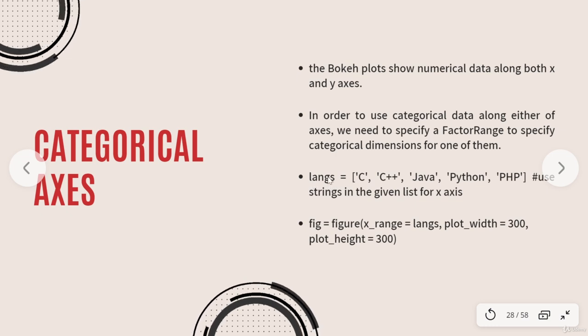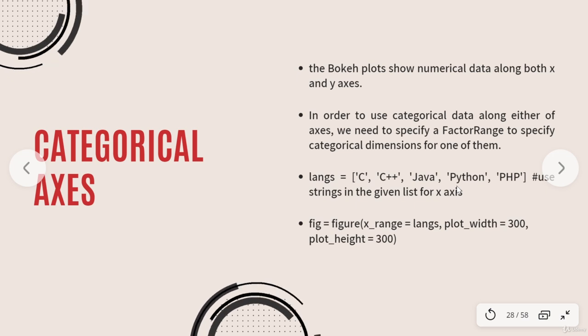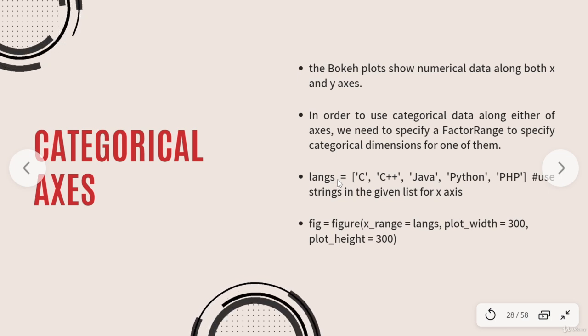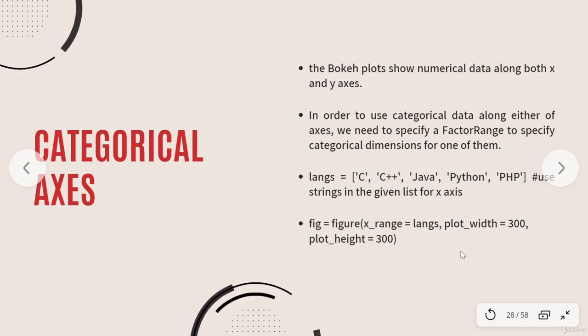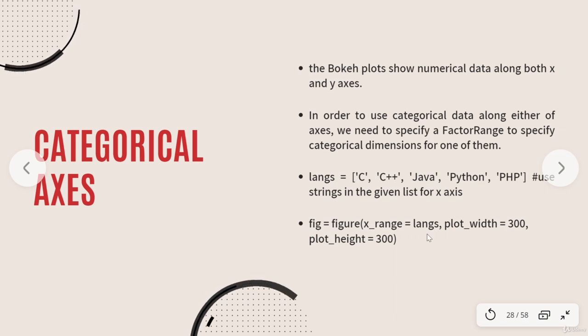Now this is a categorical variable. Langs is a categorical variable because it is not containing any numerical data. It is containing text data, it is containing strings. So therefore, it's not numerical data. It's string data. It's categorical data. So now what I will do here is, when I call my figure function, fig equal to figure, I will say x_range equal to langs.